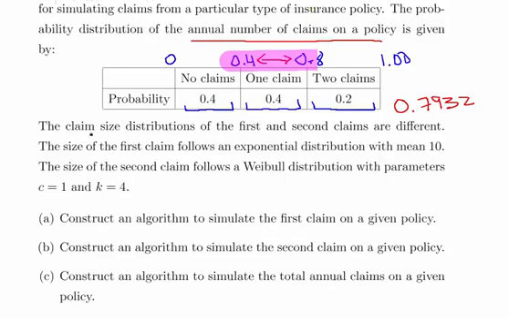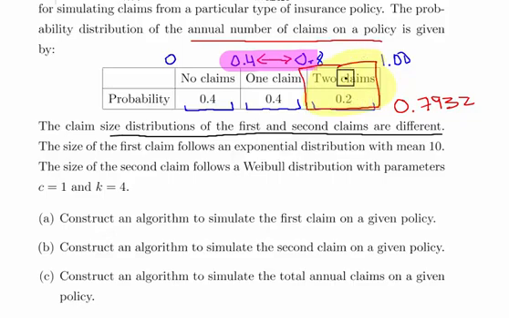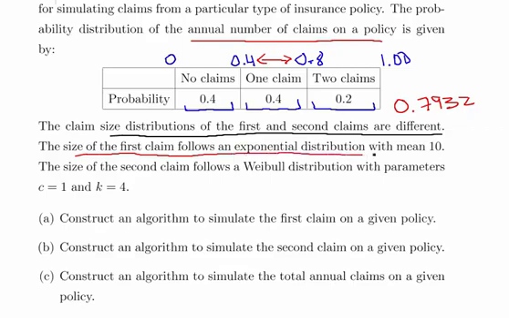Now, the claim size distributions of the first and second claims are different. This is particularly focused on this part here. So if there are two claims, what happens? The size of the first claim follows an exponential distribution with mean 10, and the size of the second claim follows a Weibull distribution with parameters c equals 1 and k equal to 4.